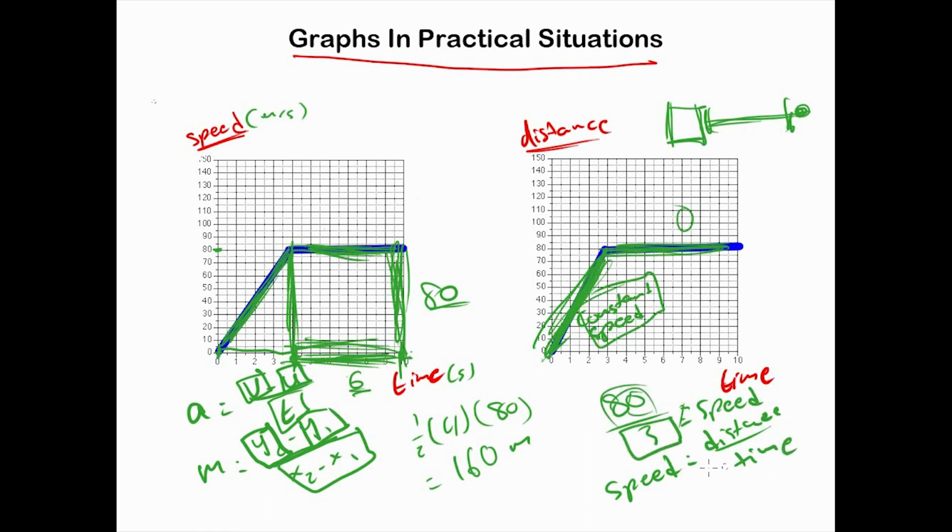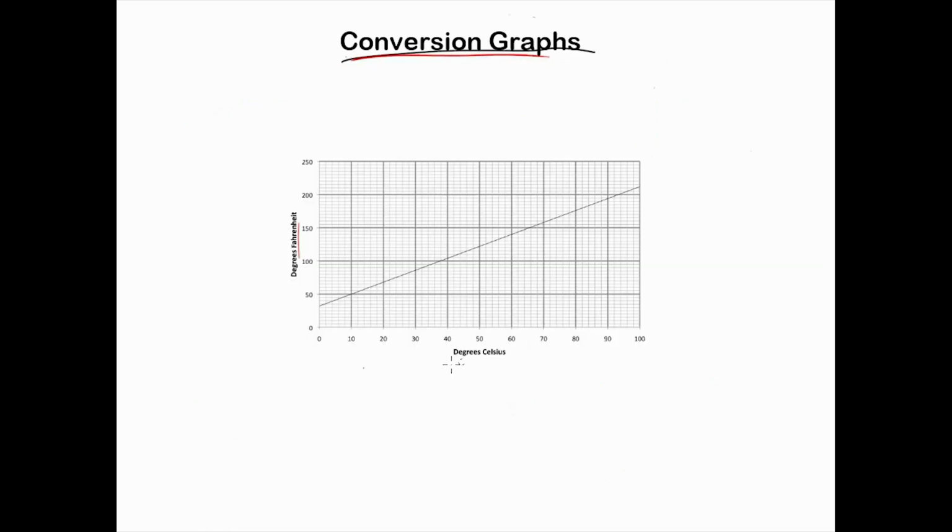So that's all about speed and distance time graphs. Now we will talk about conversion graphs. So conversion graphs are pretty simple. They are graphs that we use to convert from one unit, in this case degrees Fahrenheit, to degrees Celsius.